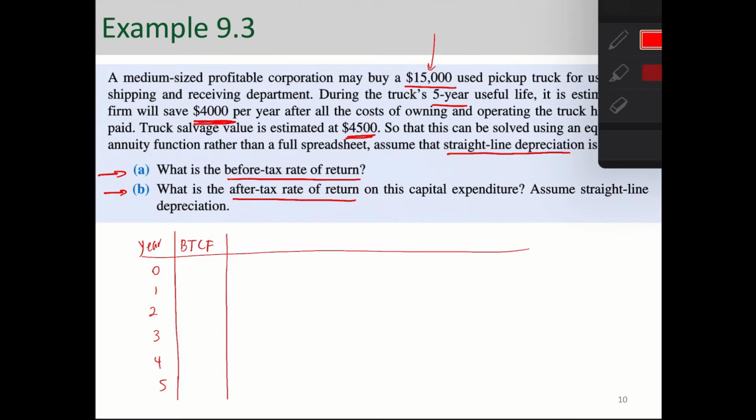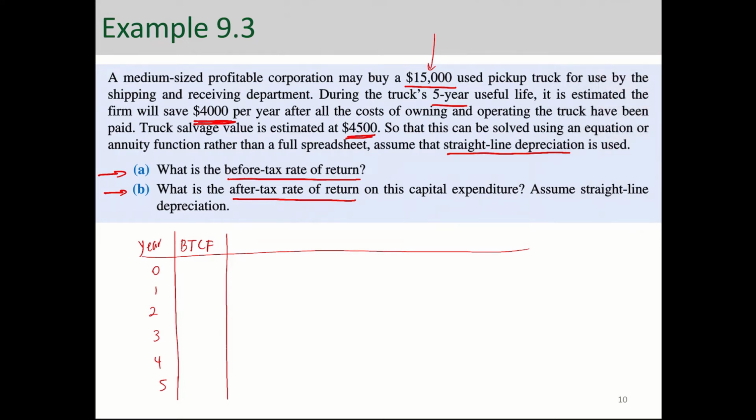The before tax cash flow in this case is, in year 0, they're buying the asset for $15,000, so that's a negative $15,000 at year 0. And for year 1 through 5, they're going to save $4,000. Also, at year 5, they're going to salvage the pickup truck for $4,500. So there's going to be another $4,500 at year 5 as well. So year 5 is going to have both of those two.